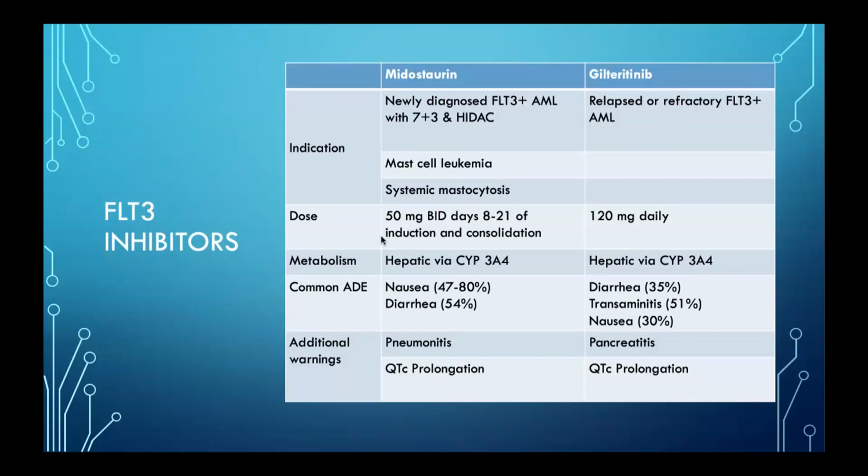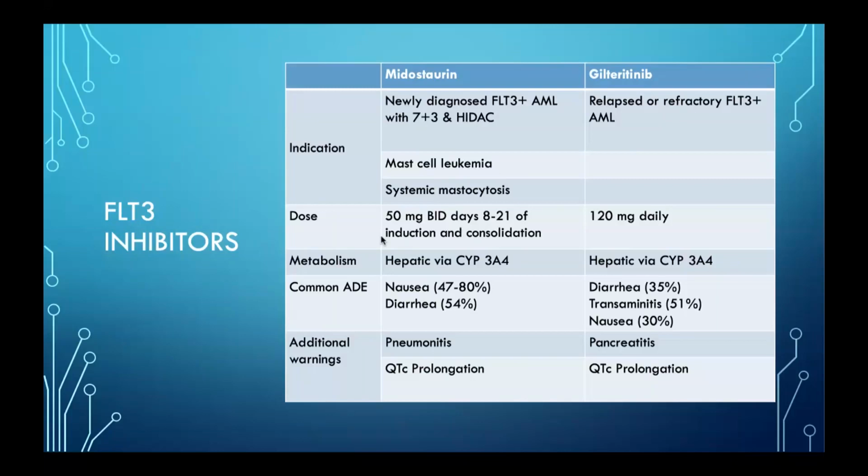Because of those different indications that they're approved for, we also have very different dosing schedules. So midostaurin is given twice daily for 14 days during each induction and consolidation cycle, despite being studied in maintenance.